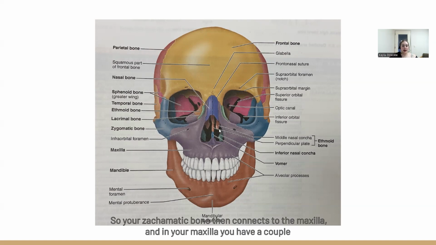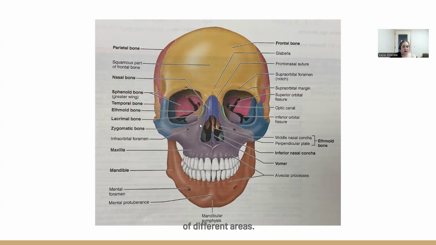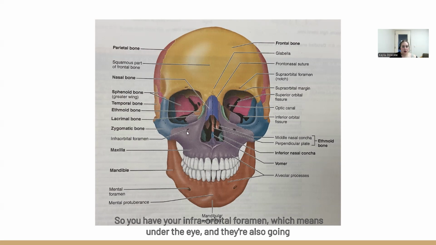Your zygomatic bone then connects to the maxilla, and in your maxilla, you have a couple of different areas. So you have your infraorbital foramen, which means under the eye, and they're also going to allow for various blood vessels and nerves to go through and go to the superficial structures. And then you also have the alveolar processes, which are going to be right here, and they're going to connect the top of your teeth to your gums.